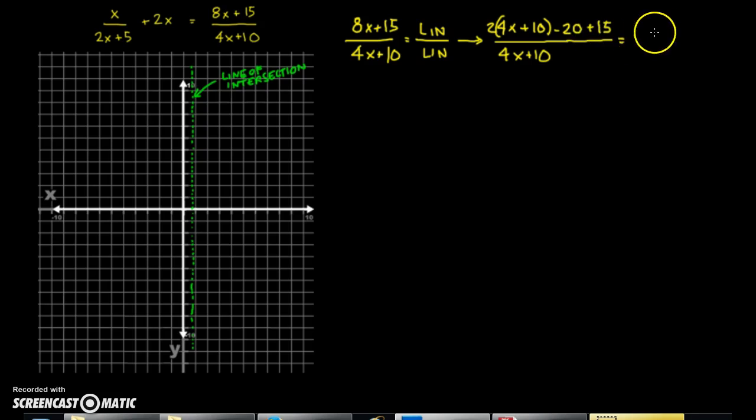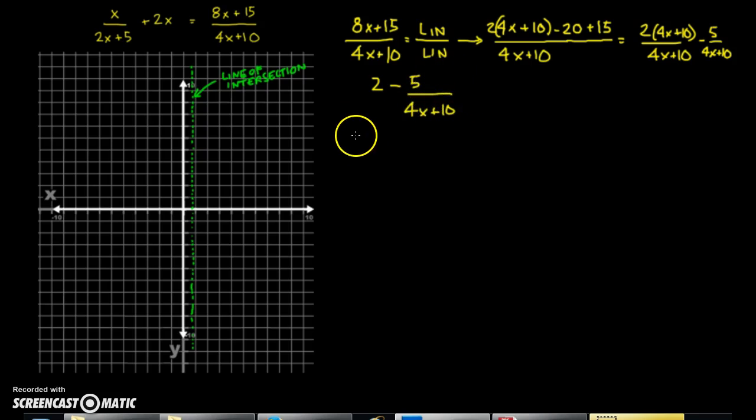What does this end up looking like? Well, I get a 2, because my 4x plus 10, well actually let's spell it out. It'll be a 2 times 4x plus 10 divided by 4x plus 10. And that will be negative 20 plus 15, that will be negative 5 over 4x plus 10. What does that final thing look like? It looks like 2 minus, oops, not plus, minus, that minus is important, 5 over 4x plus 10. Let's make that look even more normal.